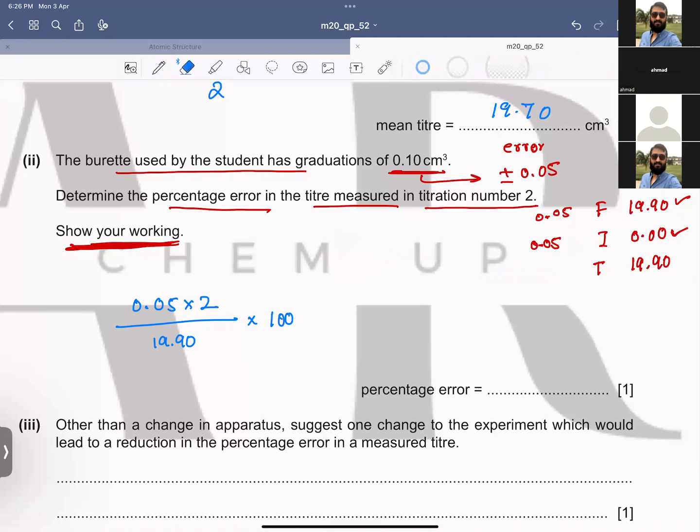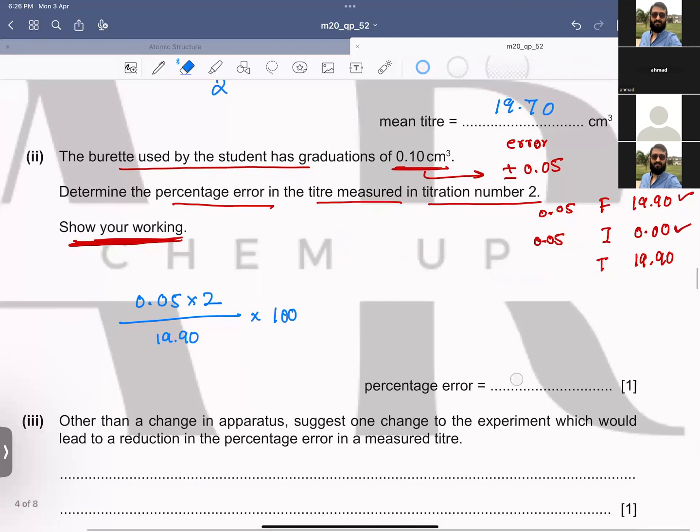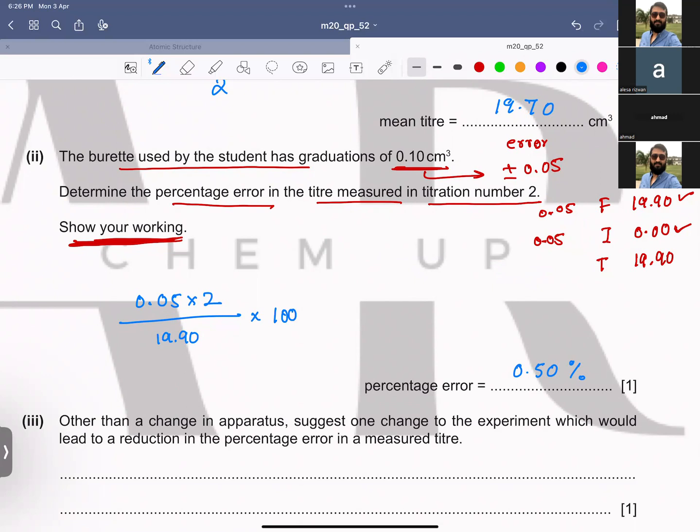0.50. Sir, how do we know the error is 0.05?